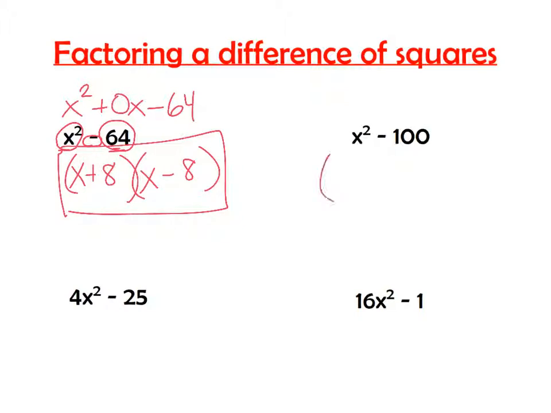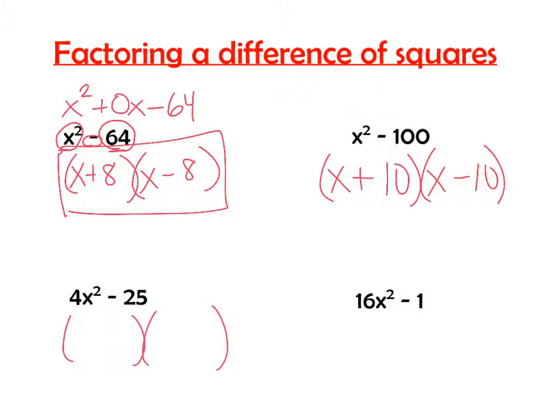So let's try this one. That's going to be x plus 10 and x minus 10. There we go. All right. It can get fancier. Now I've put more than just an x in the front. Now it's a 4x squared. But remember, I'm just square rooting everything. So it's going to turn into 2x and another 2x. And then I'll have a 5. And remember, one's a plus and one's a minus.